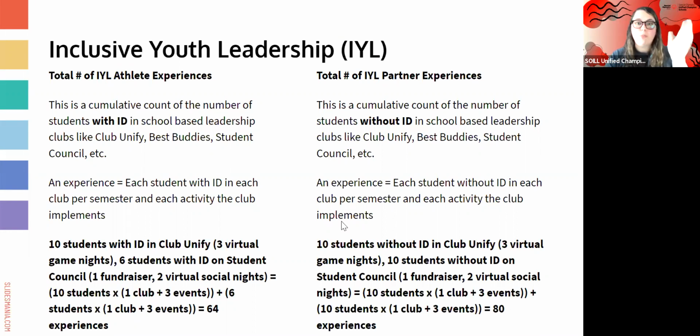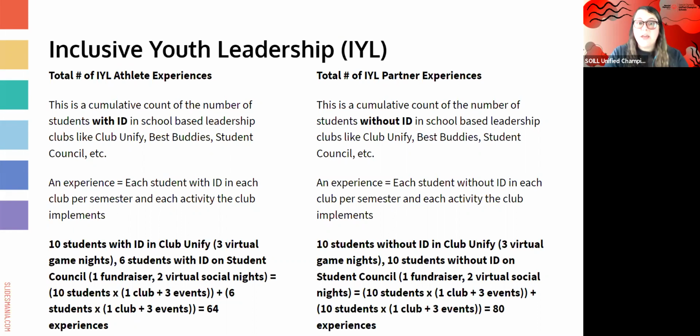Awesome. So the same goes for the partners. So you're going to take those rosters of your unified clubs and you're going to, obviously, we've got our athletes, we've got our partners, same exact process. This is the number of partners on our roster. And for being a part of the club, they get 1 experience. And for any additional activity, they get 1 experience. So students without ID in Club Unify, they had 3 virtual game nights. Students without ID, or 10 students without ID on student council, 3 additional activities. So 10 students, 4 events. Total for that one is going to be 80 experiences. Does that make sense?